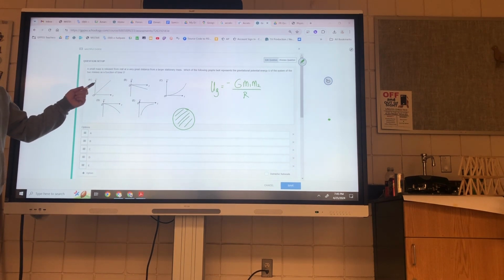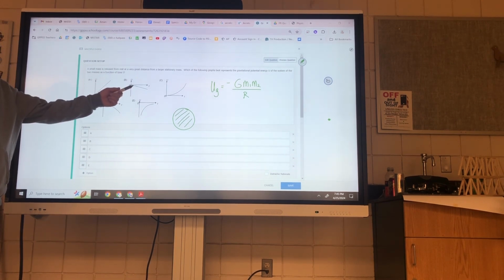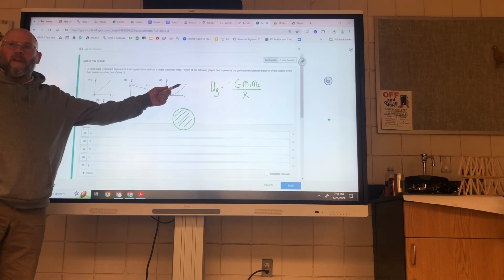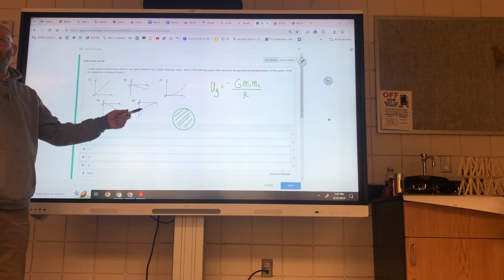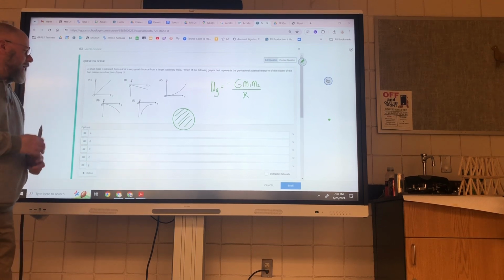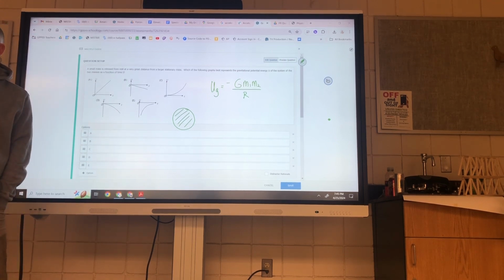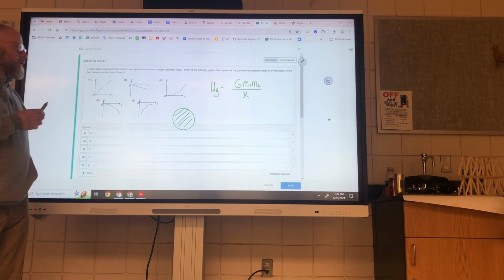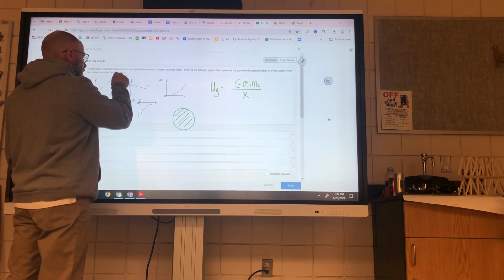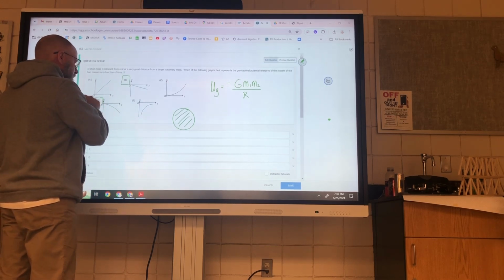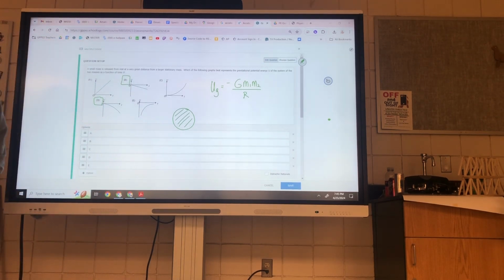So it can't be this one, why? The value's positive. Could it be this one? No. Could it be this one? No, not really. So we have it narrowed down to 2. It might be this one, and it might be this one. How do we know which one it is?